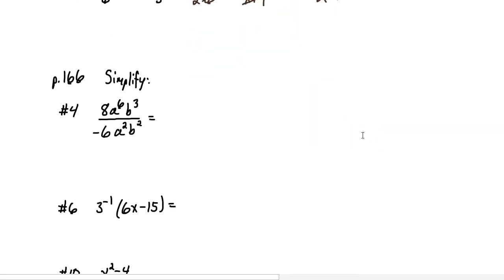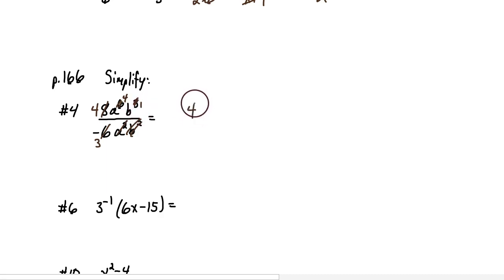Page 166. This time we have a compacted fraction, but we're still going to reduce it. So let's start with the numbers out front, 8 and 6. They both divide by 2. 8 divides by 2 four times, and 6 divides by 2 three times. Now the letter A. These two cancel 2 of these away, leaving an exponent of 4. Now the letter B. These two cancel 2 of those away, leaving an exponent of 1.